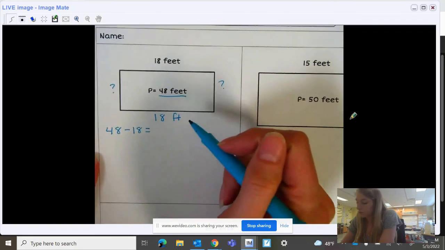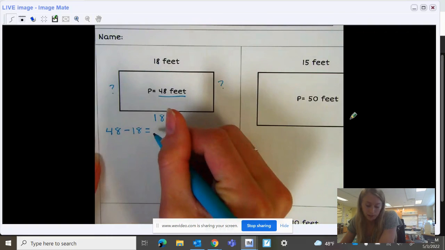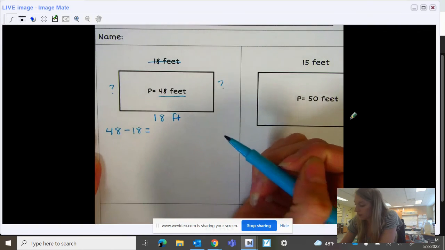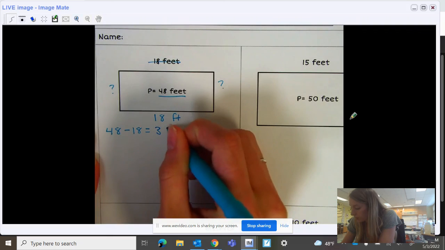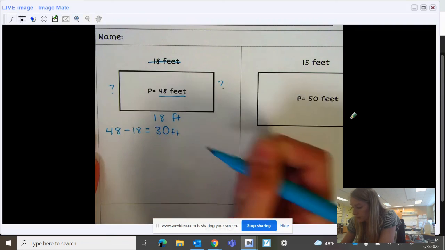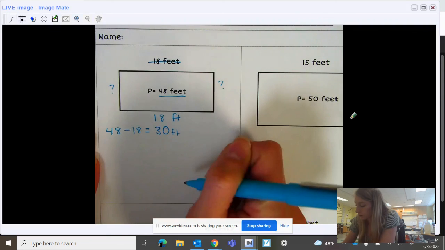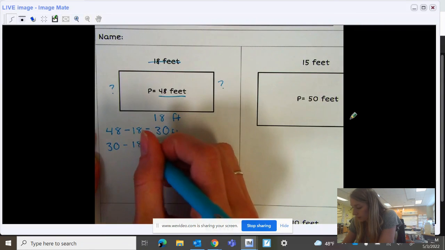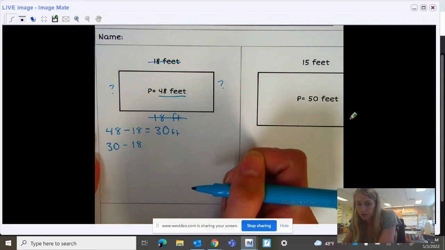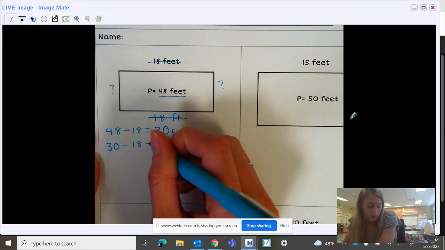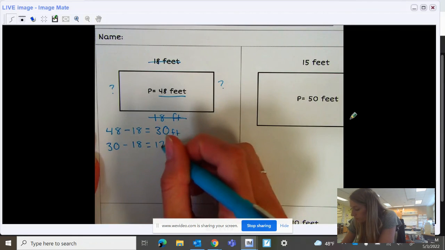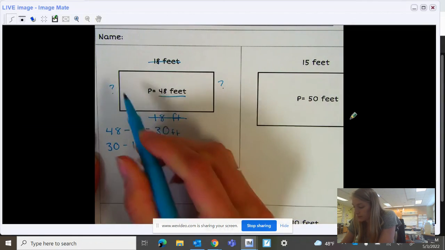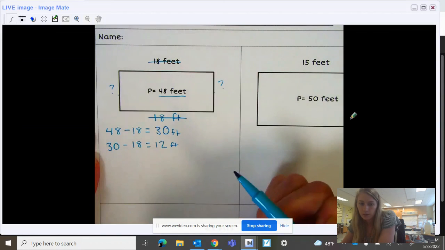Okay, so I have 48 minus 18. And that means I'm just already taking away that side length. That leaves me with 30 feet. Now I'm going to take away the other piece I do know. So 30 minus the other side length of 18 feet, I'm going to cross it off as I go, will give me 12 feet. Now what 12 feet represents is this side and this side together.